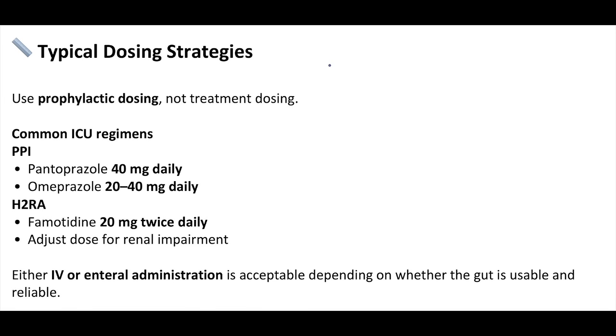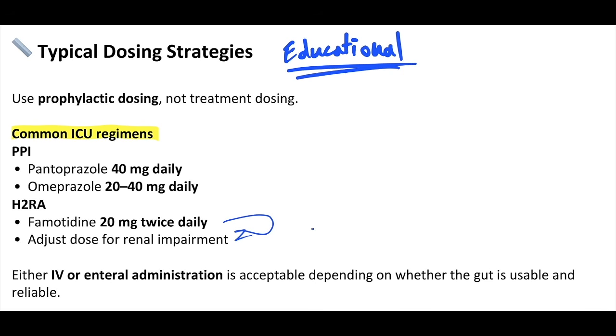So what about typical dosing strategies? We just want to re-emphasize this is educational. Please follow your local guidelines or look things up before starting any of these medications. The dosing is just opinion and educational. So, common ICU dosing regimens from an educational standpoint. For PPIs, pantoprazole 40 milligrams daily is pretty classical. Omeprazole 20 to 40 milligrams daily. And for H2 receptor antagonists, famotidine 20 milligrams twice daily, although again, there's a renal dose adjustment that often needs to be made. And just know that either intravenous or enteral administration of these drugs is acceptable, depending on whether the gut is usable and reliable or not. So it does not have to be intravenous.